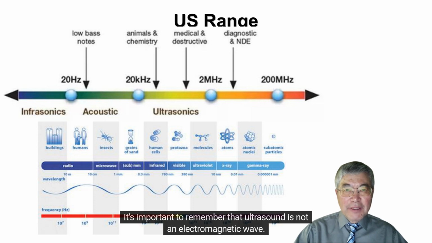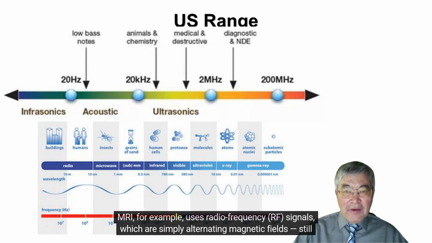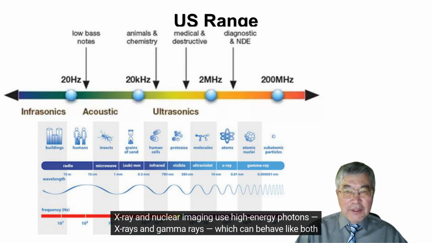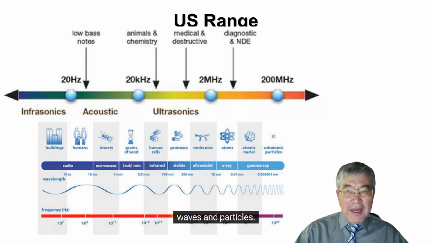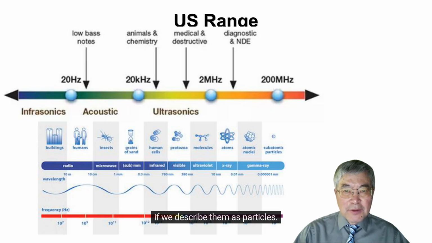It's important to remember that ultrasound is not an electromagnetic wave. This makes it fundamentally different from X-ray, CT, nuclear imaging, or MRI. MRI, for example, uses radio frequency, RF signals, which are simply alternating magnetic fields, still part of the electromagnetic spectrum. X-ray and nuclear imaging use high-energy photons, X-rays and gamma rays, which can behave like both waves and particles. All of those imaging types relate to Maxwell's equations if we describe them as waves, or to Boltzmann's equations if we describe them as particles.